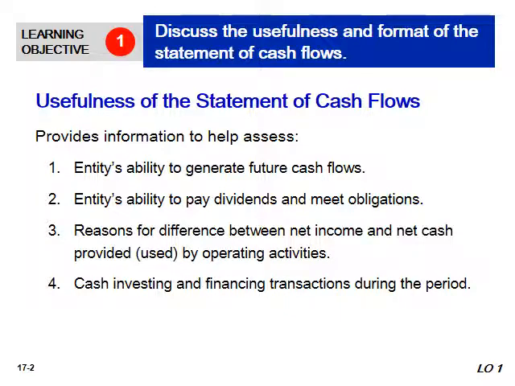remain solvent. So the statement of cash flow explains a company's ability to generate cash flows or future cash flows, and whether or not they have cash available to meet future obligations and make dividend payments. It also explains the differences between net income under accrual basis accounting and their cash available from operating activities. It also explains how cash has been used by investing and financing activities during the period.